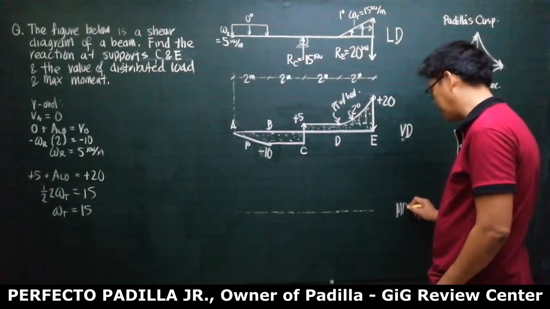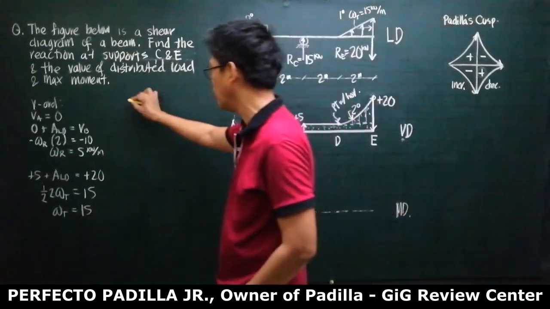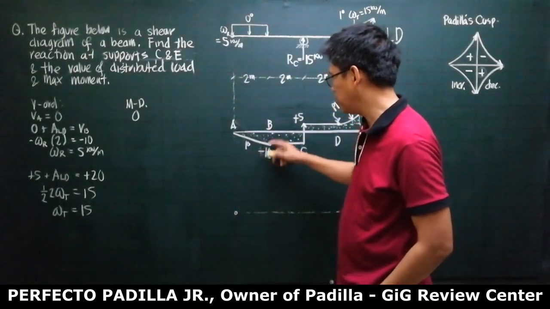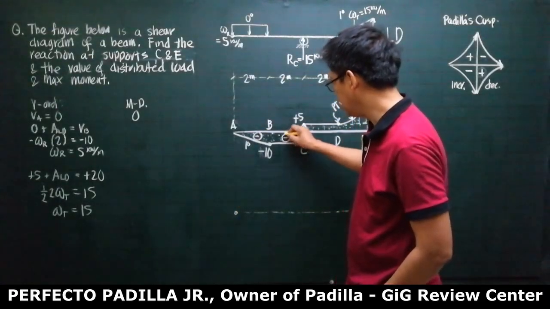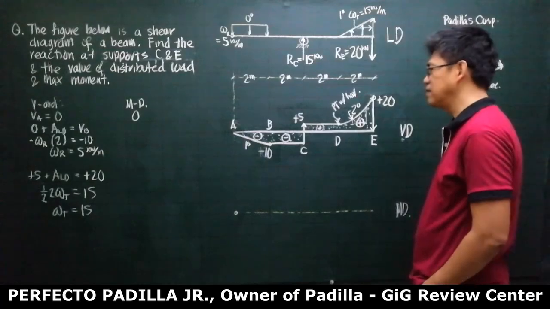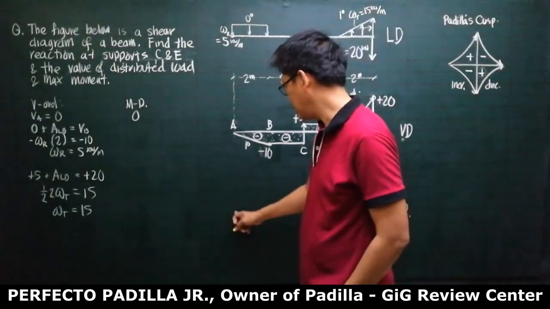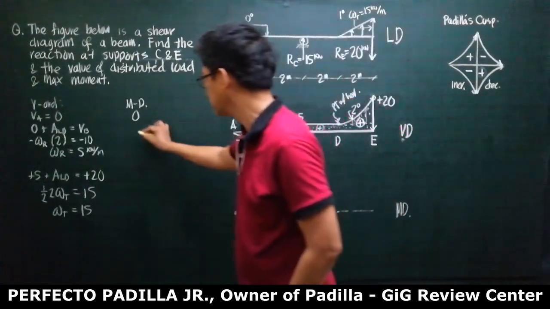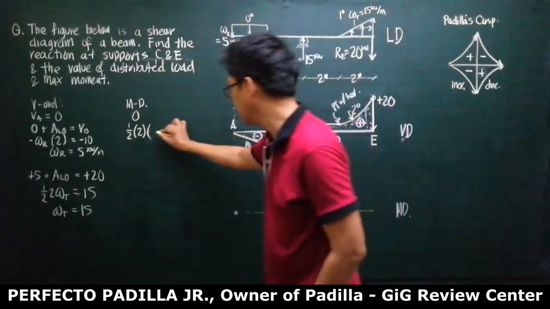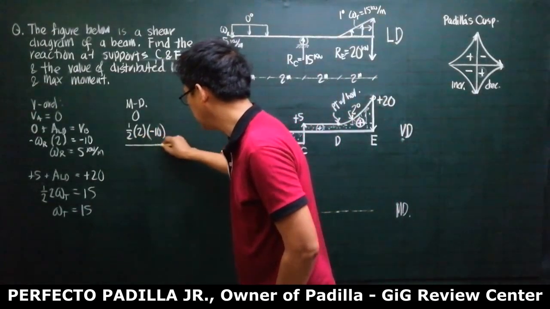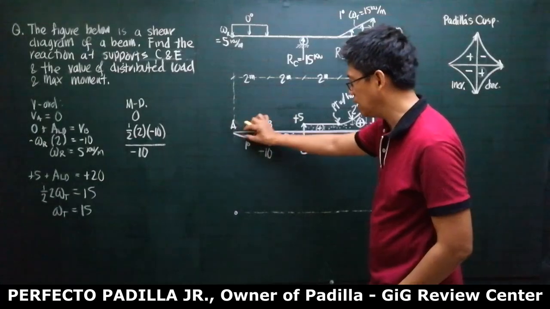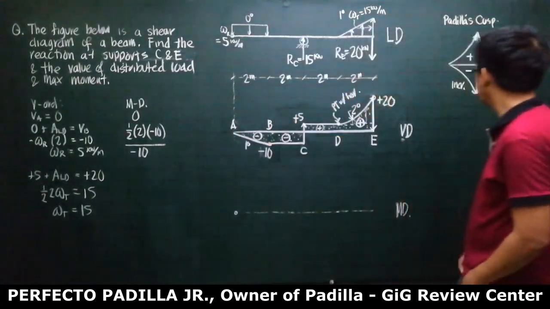Let me now draw our moment diagram. So this is our moment diagram axis. The moment diagram axis will now be simple. Starting with 0 here, 0 plus the area of this, a positive area, right? So in here, 0 plus this area, which is 1/2 of base 2 times the height. The height is negative 10. So this is negative 10. Okay? So this is negative increasing.